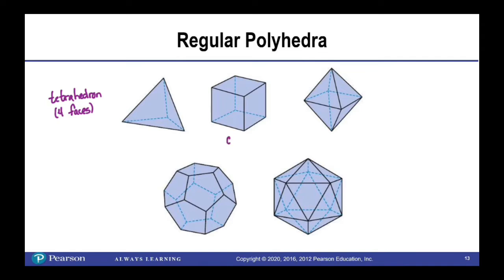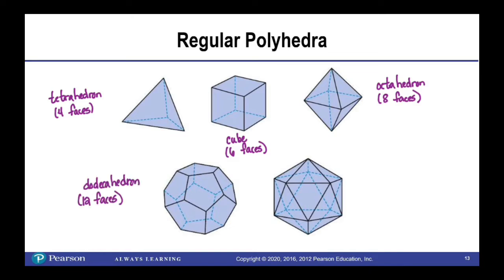In the middle, on the top row, we have a cube, which has 6 faces. All of these faces are squares. And on the top right, we have an octahedron, which has 8 faces. All 8 of these faces are equilateral triangles. On the bottom left, we have a dodecahedron. A dodecahedron has 12 faces that are all pentagons. And on the bottom right, we have an icosahedron. An icosahedron has 20 faces, which are all equilateral triangles.